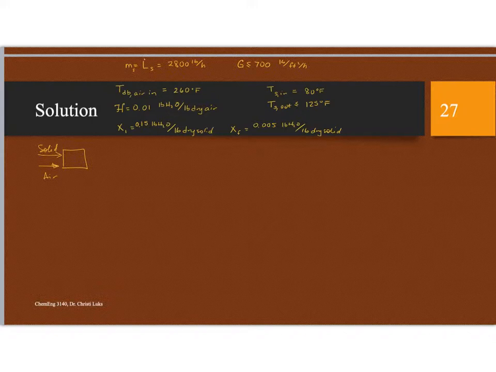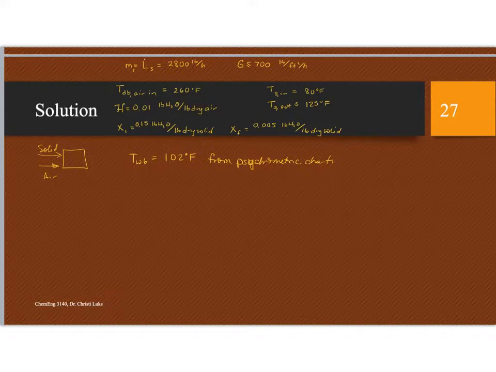Now, we were told that the dry bulb temperature is 260 Fahrenheit with a humidity of 0.01 pounds of water per pound of dry air. So we can use psychrometric charts, and we can find that the wet bulb temperature is 102 degrees Fahrenheit. And we can use that to estimate the outlet gas temperature.